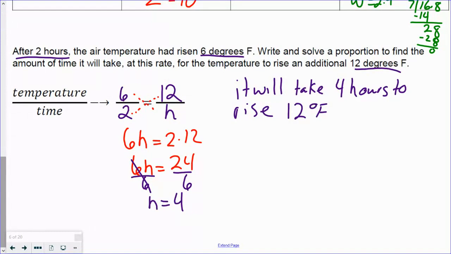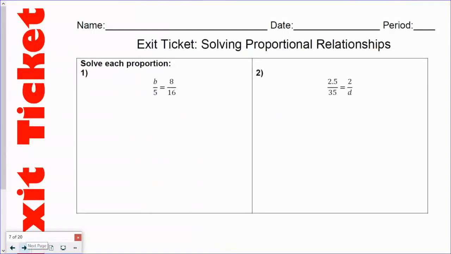And there we go. All right, so then you have an exit ticket to do, two proportions. Use your cross products, make your one-step equation, isolate the variable, and that will give you your solution.